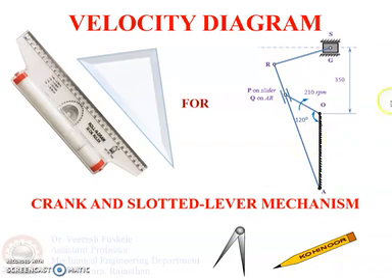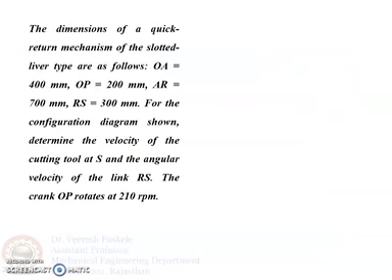So to understand how to draw the velocity diagram of such a mechanism, we take up a problem which is as follows. The dimensions of a quick return mechanism of a slotted lever type are as follows. OA is equal to 400 mm, OP is equal to 200 mm, AR is equal to 700 mm, and RS is equal to 300 mm. For the configuration diagram shown, determine the velocity of the cutting tool at S and the angular velocity of the link RS. The crank OP rotates at 200 rpm.